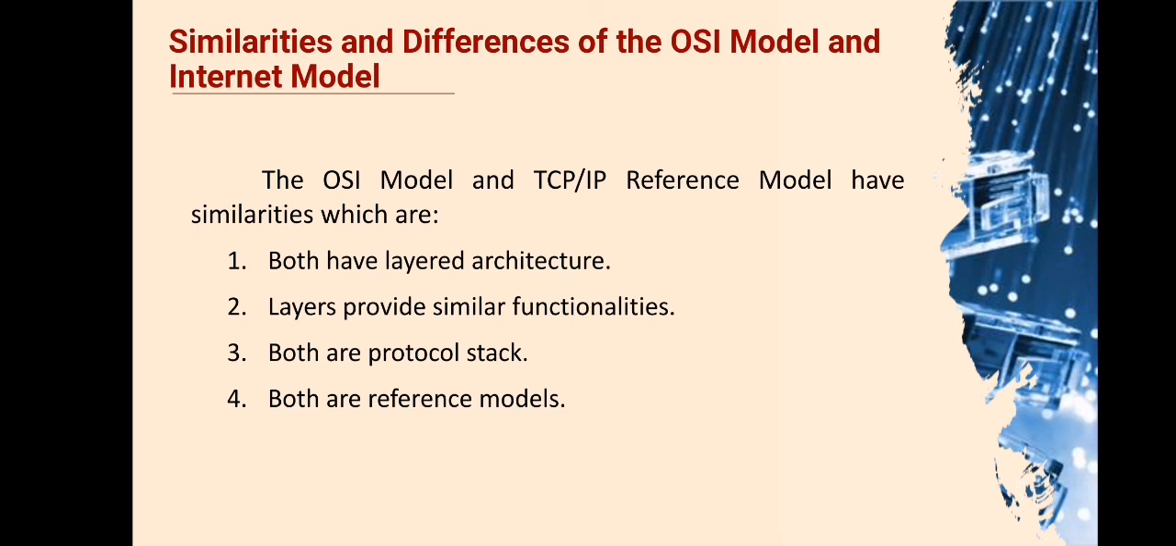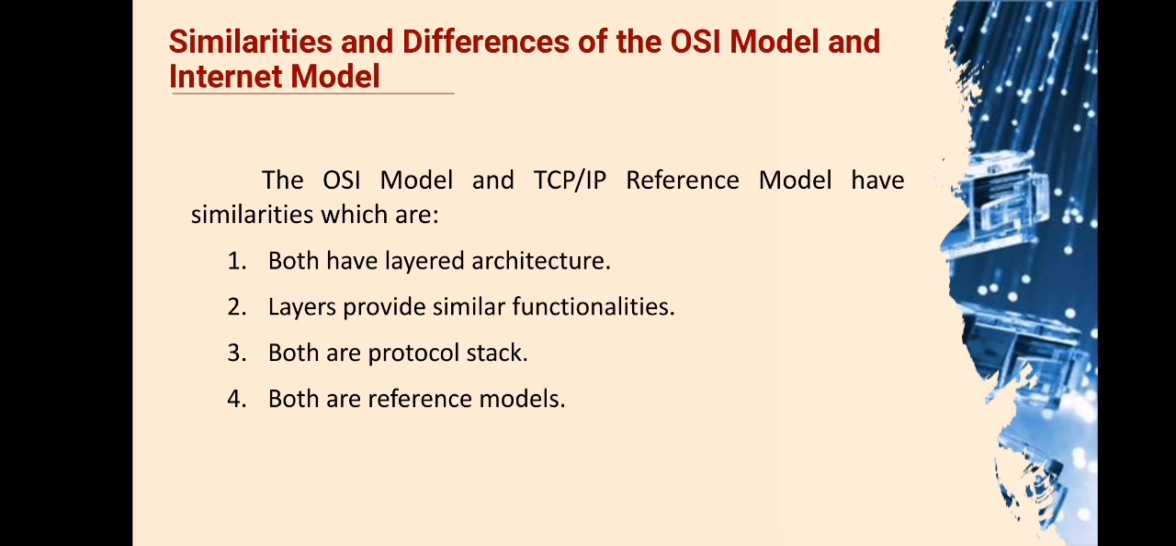Now, let us discuss the similarities and differences of the OSI model and the internet model, or the TCP/IP model. So the OSI model and the TCP/IP reference model have similarities, four similarities to be exact. First, both have layered architecture, as you can see. In the OSI, there are 7 layers, and in the TCP/IP, we have 4 layers.